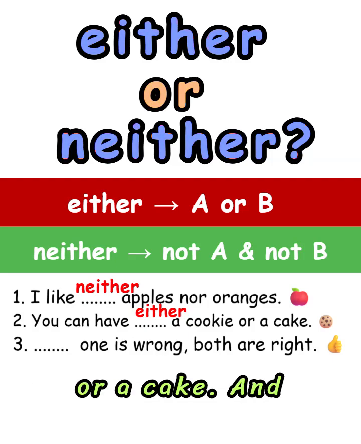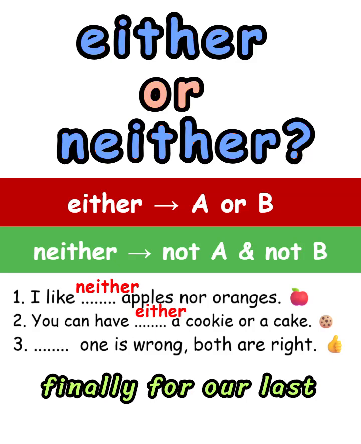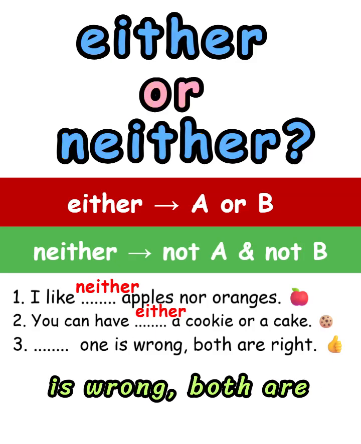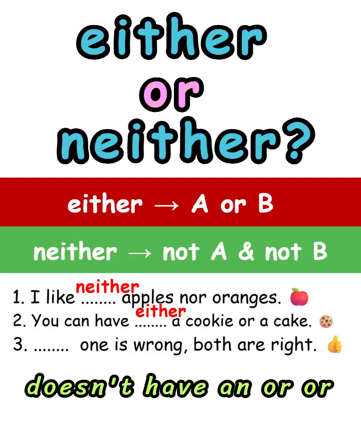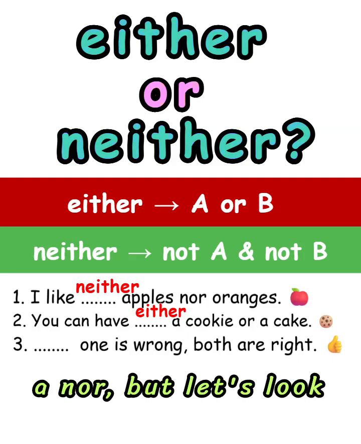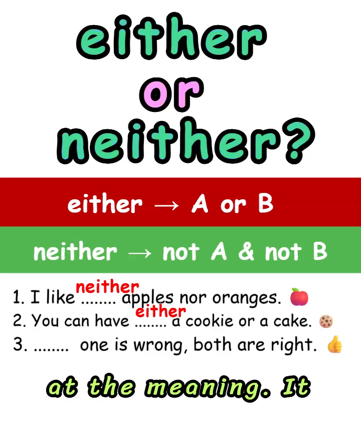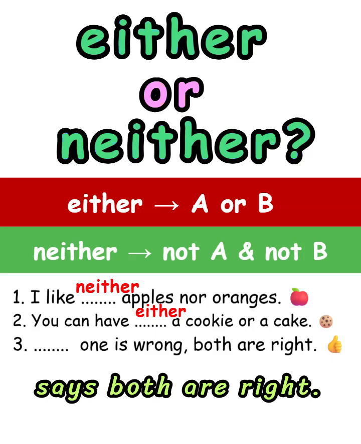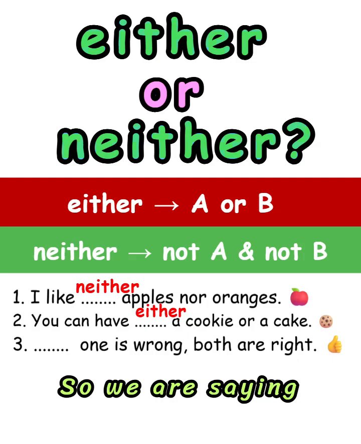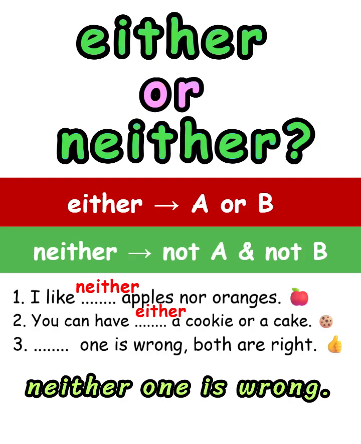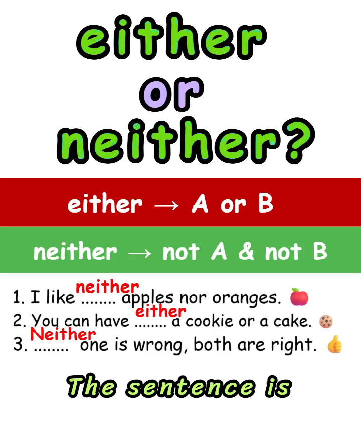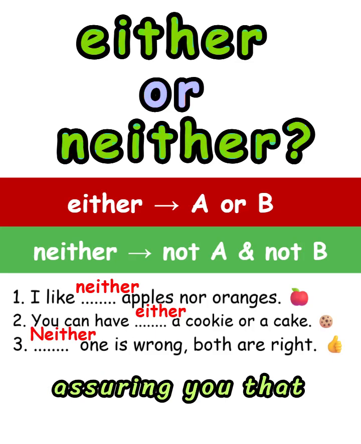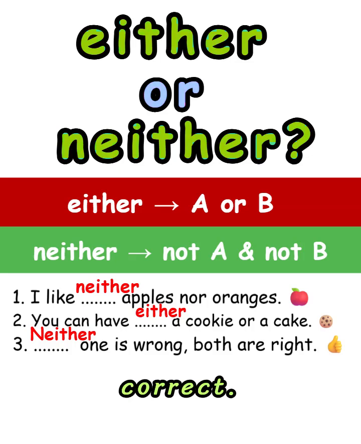And finally, for our last question, blank one is wrong, both are right. This one doesn't have an or a nor. But let's look at the meaning. It says both are right. So we are saying neither one is wrong. We'll choose neither. The sentence is assuring you that both options are correct.